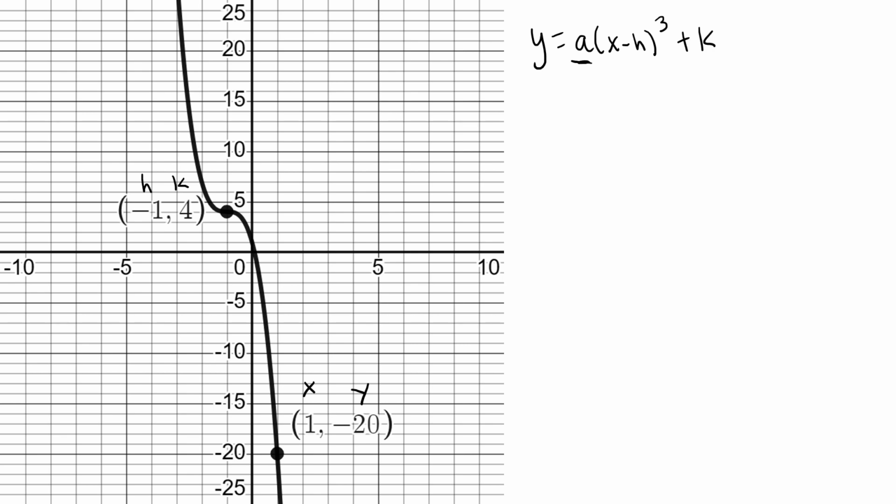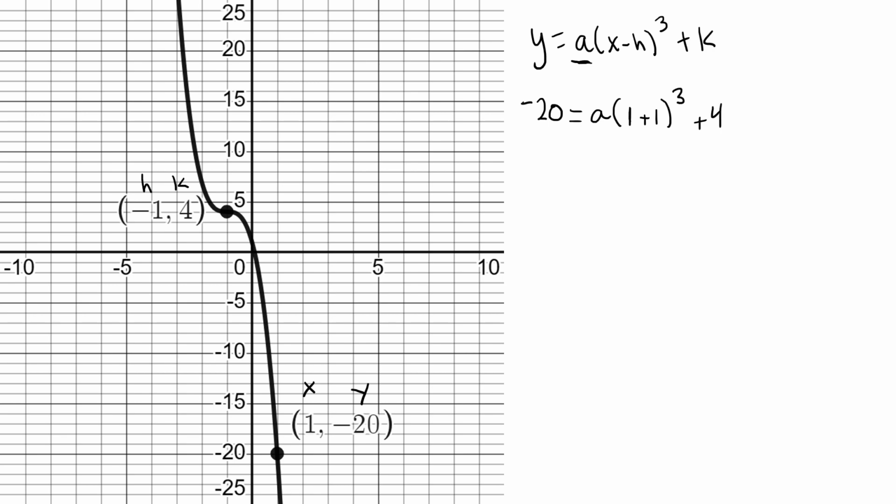So here we go. We're going to let y equal negative 20. That's the y value from the point that is not the locator point, equals a. I do not know a, so we're going to leave that alone. Parenthesis, x is 1, which is the x coordinate of the non-locator point, minus h. Since the locator point's x coordinate is negative 1, h always lies, so we're going to put a plus 1 inside the parentheses. We always do the opposite inside the parentheses when it comes to h. The k is 4, so we're going to put that out back.